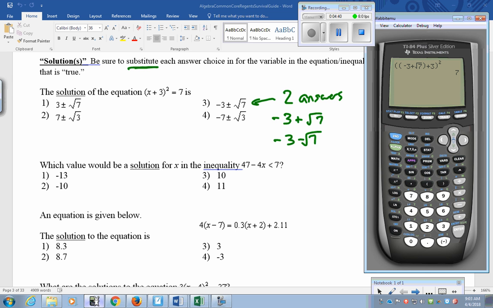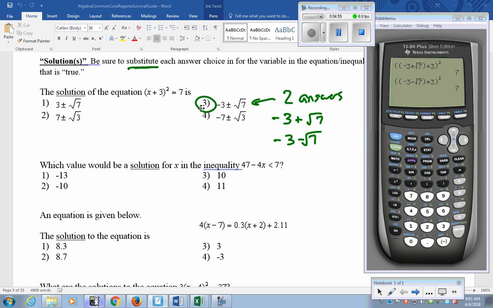And then if you use the calculator function to bring up your old answer, just do second, enter. You can go in and just change that to a minus sign. You get 7 for that one. So that means that 3 is the correct answer.